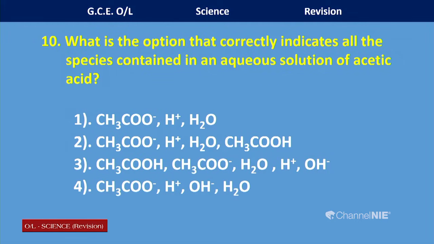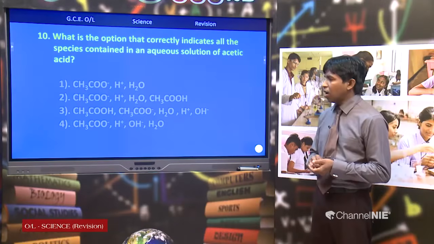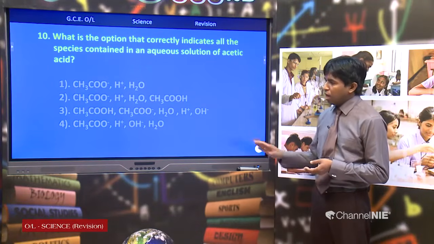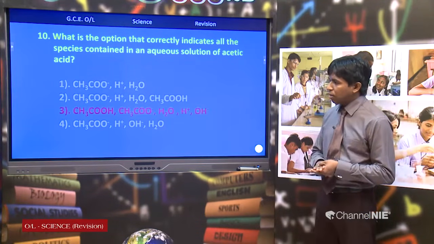In addition to that, since it is an aqueous solution, undissociated water molecules are present, that is H2O. And OH minus is also available in the solution because at any temperature, even 100% pure water self-ionizes into H plus and OH minus. So, any aqueous solution contains H plus and OH minus. H plus can be released from both water and acetic acid. So, basically the solution contains undissociated CH3COOH, and due to the partial ionization of acetic acid you get H plus and CH3COO minus, and undissociated water molecules and OH minus. So, the answer will be the third. Question number 10, the answer is third.